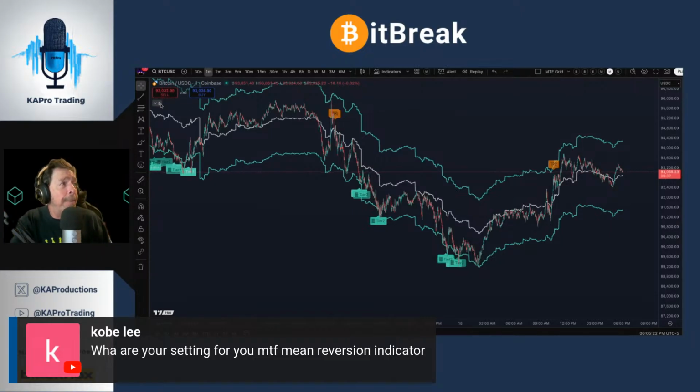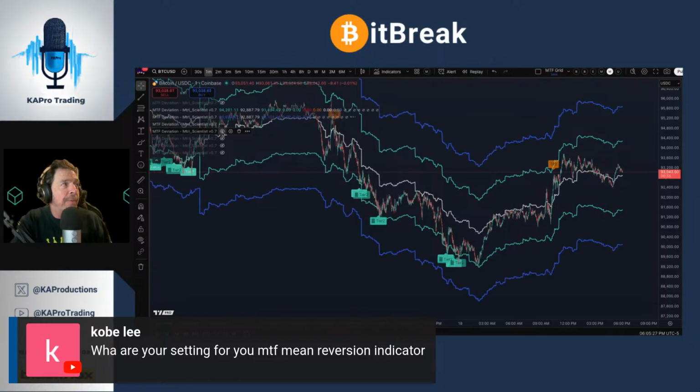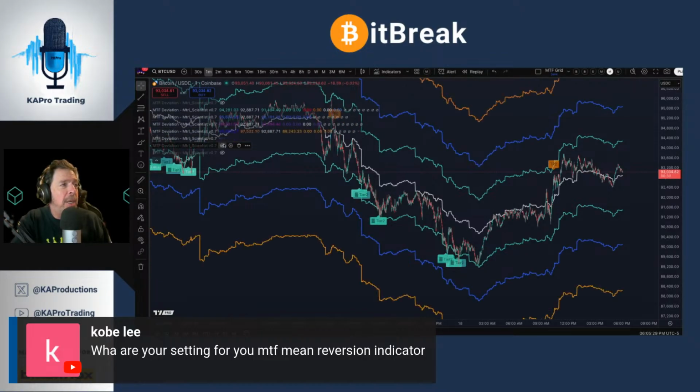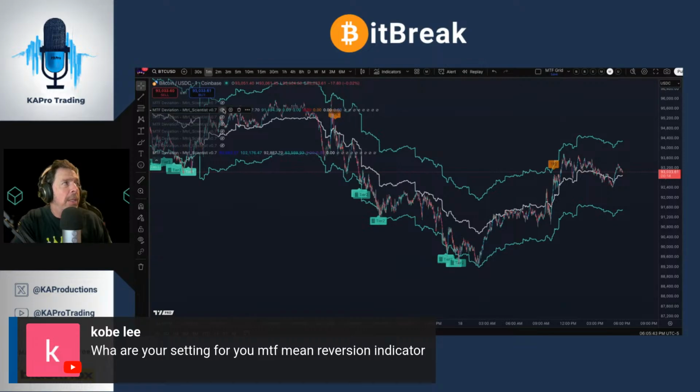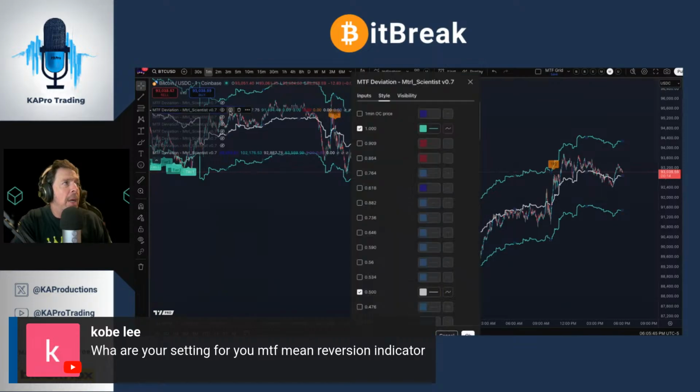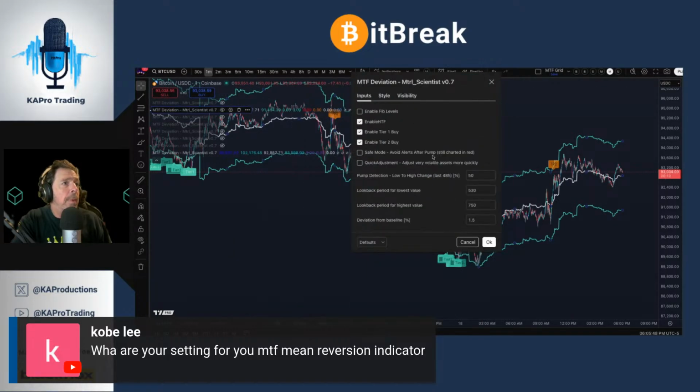I actually set up a grid of them. I don't show them all to you at once because it's kind of overwhelming to see all this on the page. But I have a bunch of different deviations set. The ones that are hitting for me on Bitcoin most recently are in the 1.5% range. This one is at 1.5%, and it's very easy to change. Let me just show you the easy way to set it up.